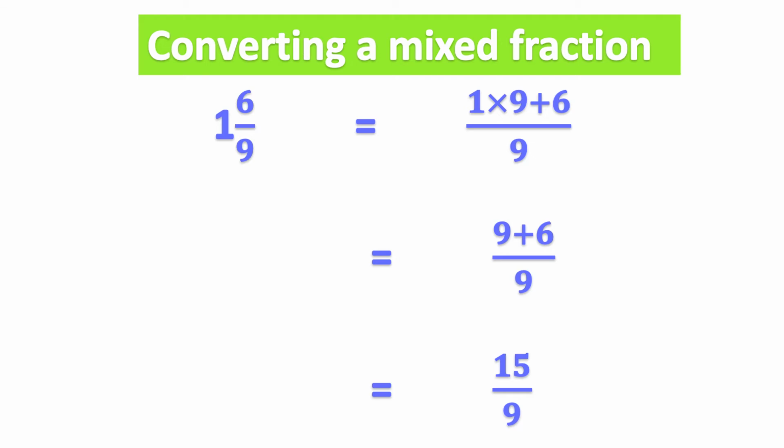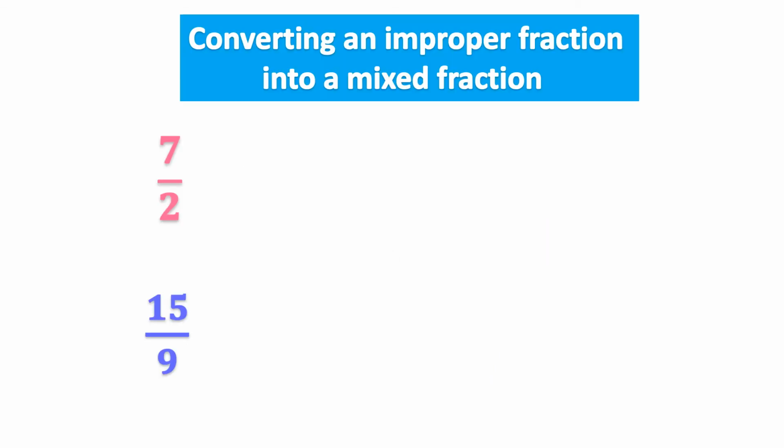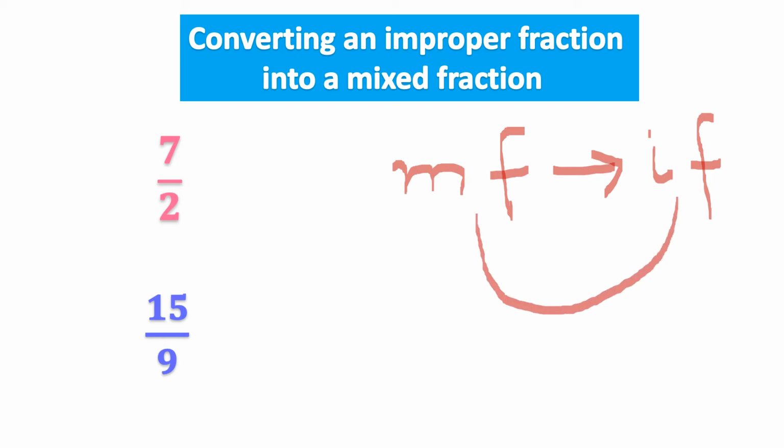Okay, so in the previous part, what did we do? We converted a mixed fraction into an improper fraction, right? Now we are going to do the reverse process. How do we convert an improper fraction into a mixed fraction? Let's see.